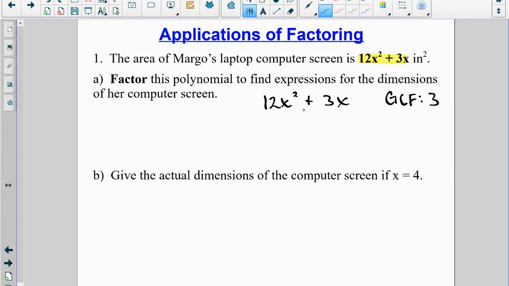And I also notice that both terms have an x in it, at least one x in it. So my GCF is actually going to be 3x. So we are going to divide out the GCF as a way of factoring. We just remember that when we do this, the GCF kind of goes in the front.